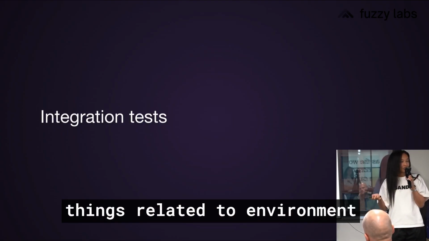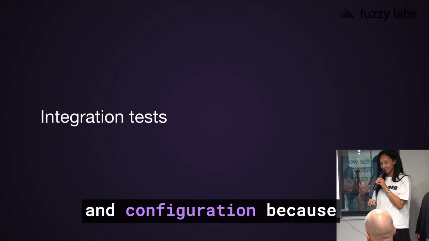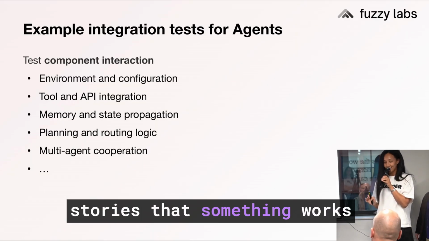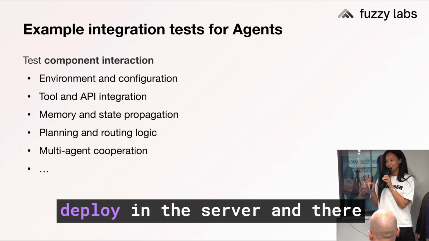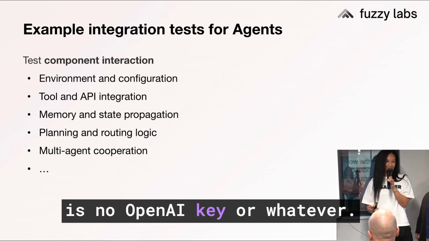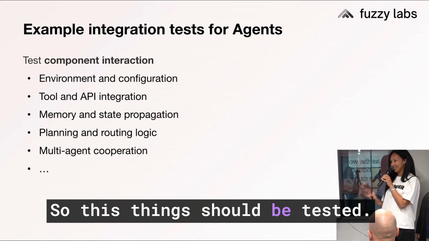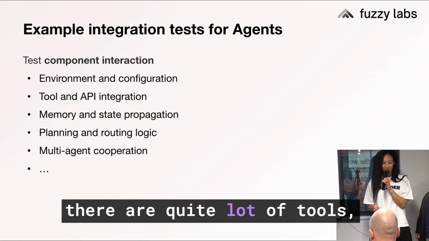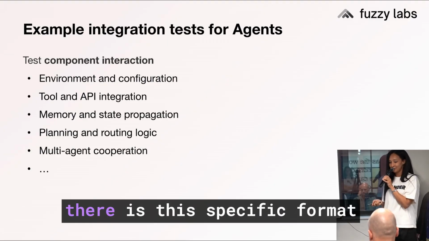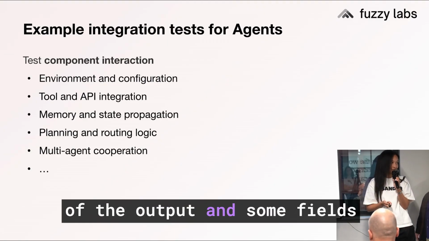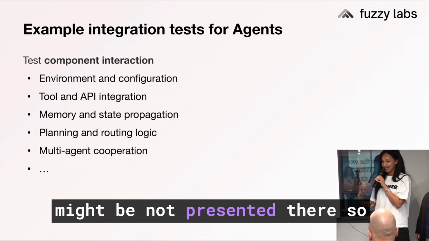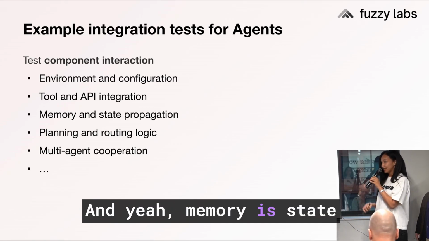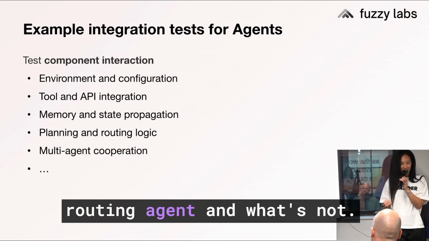We can test quite a lot of things related to environment and configuration, because I always hear a lot of stories that something works on my local machine, but then I deploy on the server and there is no OpenAI key or whatever, so those things should be tested. Then some tools and API integration, especially if there are quite a lot of tools which you just call by API and there is a specific format of the output and some fields might not be present there, so those things need to be tested. And yeah, memory, state propagation, planning and routing agent, and what not.